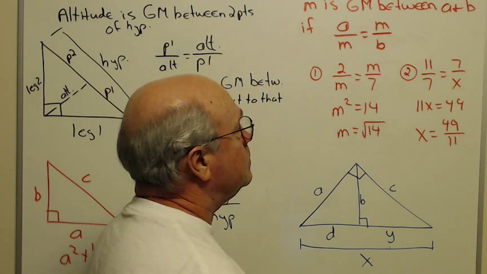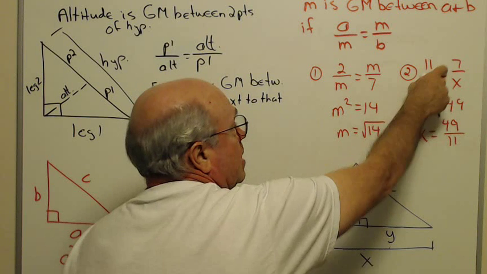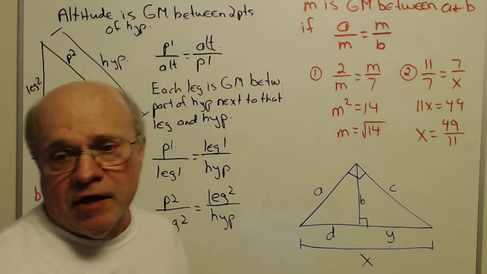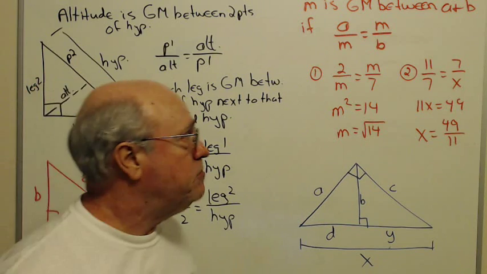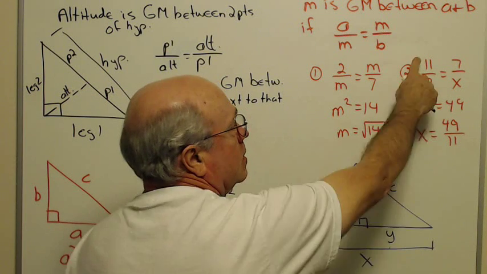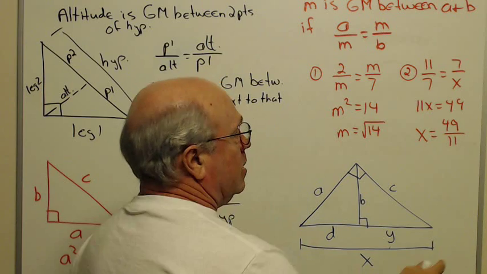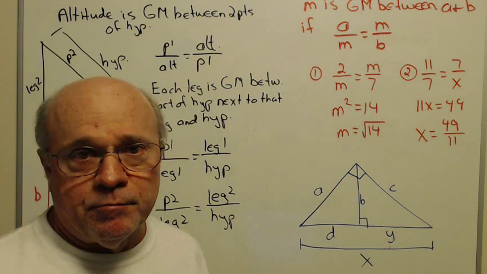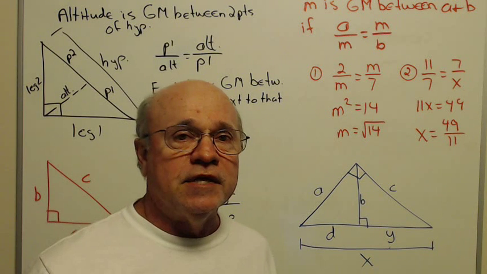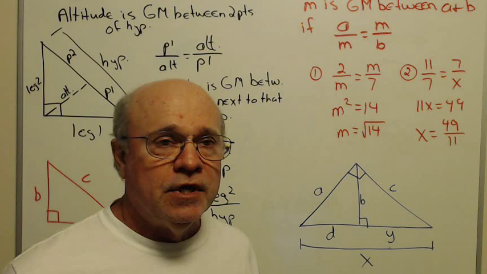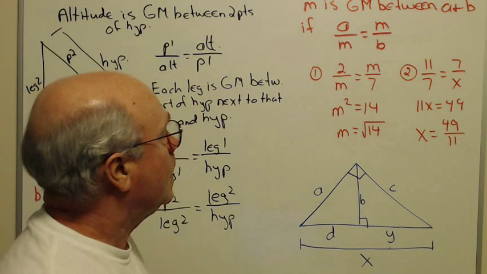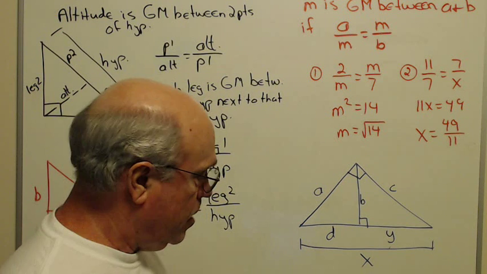On problem number 2, 7 is the geometric mean between 11 and x. We're trying to find x. Again, we just cross multiply. 11x is 49. And then dividing by 11, x is 49/11. That's a perfectly good answer. That's a fraction in lowest terms. Don't mess with it. Okay, so we've got those two out of the way.